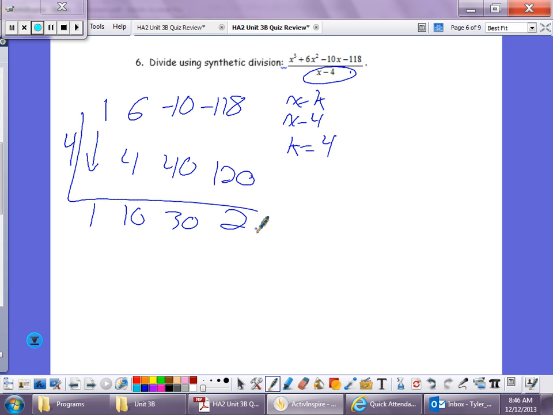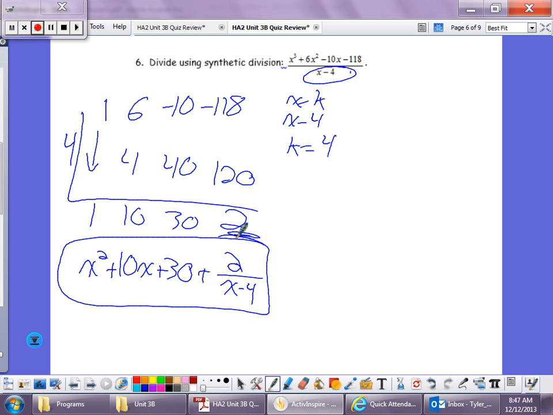30 times 4. So this is where you have to subtract 1 from the highest degree. So that's cubed. So now these are going to be my coefficients. So I have x squared, and then you just go down 1 for each term. So x squared plus 10x plus 30. Here I do have a remainder of 2, so I have to add 2 over x minus 4 to the end. And that would be your answer.